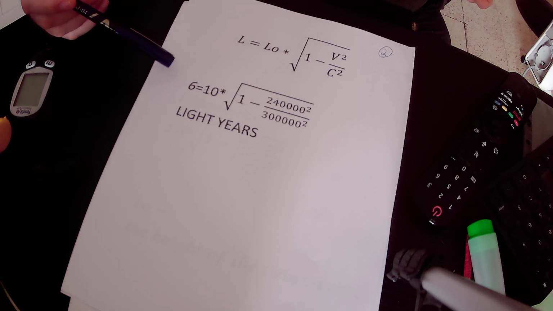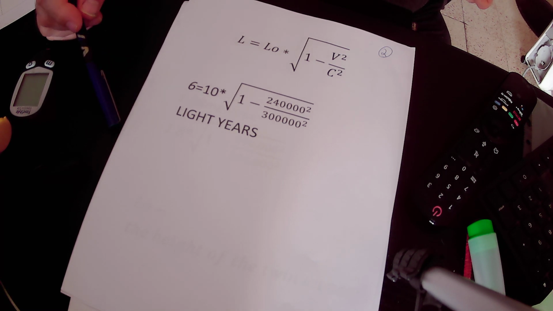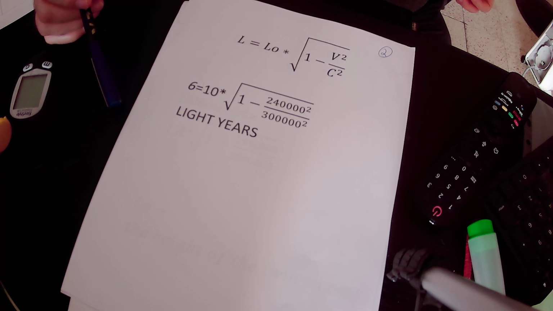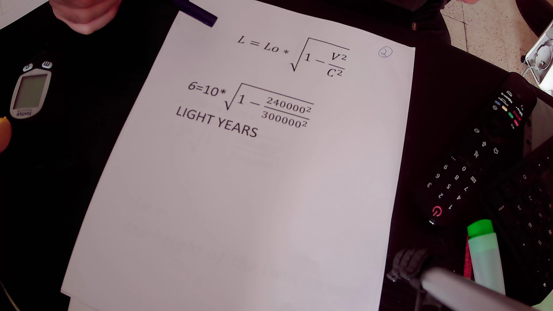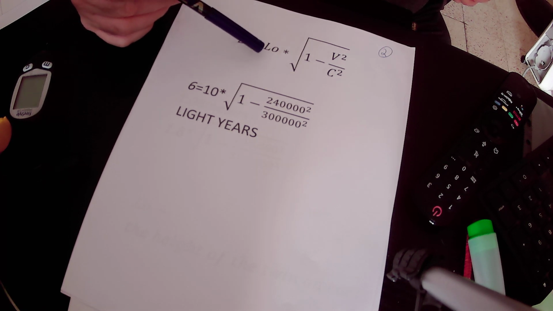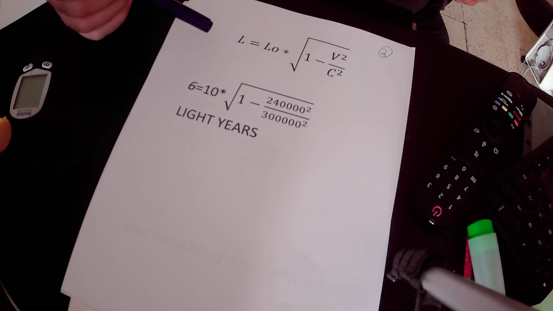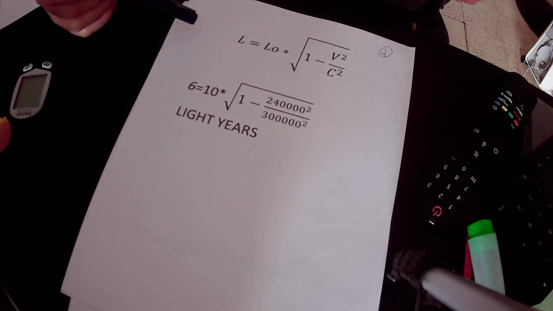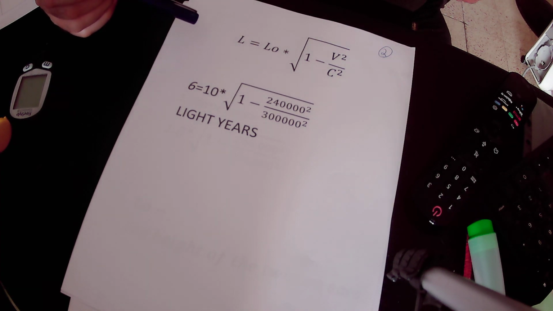So in our example, the distance between Earth and the star Epsilon was 10 light years, and when the twin brother is moving in the spacecraft at very high speed, that distance is actually shortened to 6 light years only.